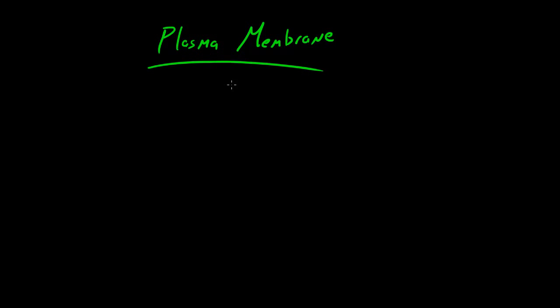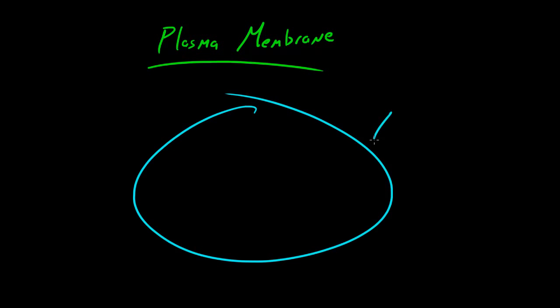So let's go ahead and get started, and the first piece of the cell I want to talk about is called the plasma membrane. Now, the plasma membrane is also called the cell membrane, and if you guys remember from the last couple of videos, I said that the membrane was basically the skin of the cell. Now, I say the skin because its job is to surround the cell and protect it from the outside environment.